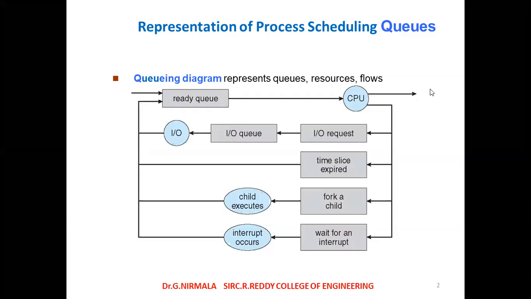The out arrow, for example, is not a normal termination. The process may not be executed to a normal termination, which means it is an abnormal termination. Then either an IO request will be there, or the time slice expired, or it forks a child, or waits for an interrupt. These are the various queues used in the scheduling concept.